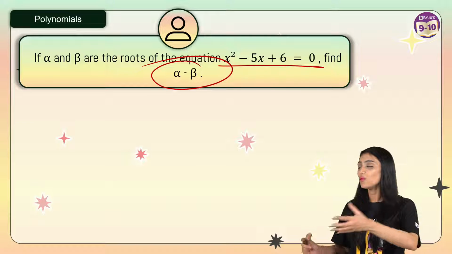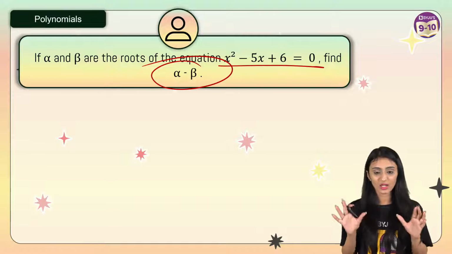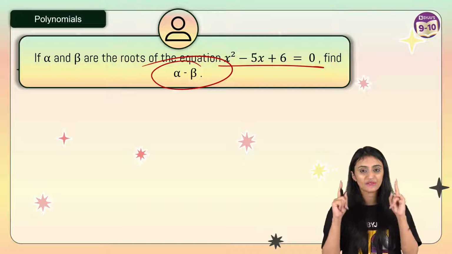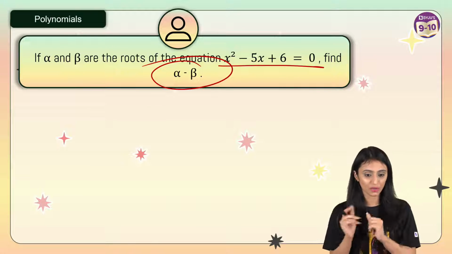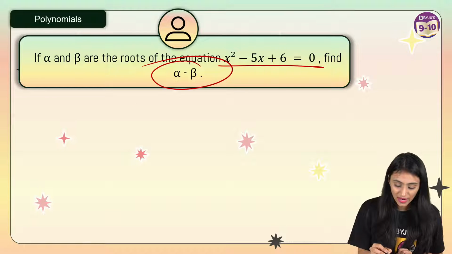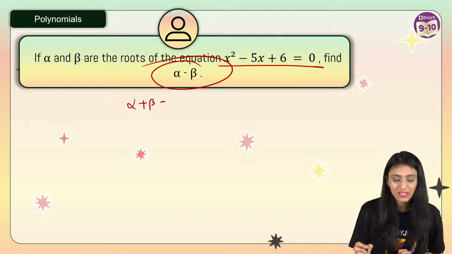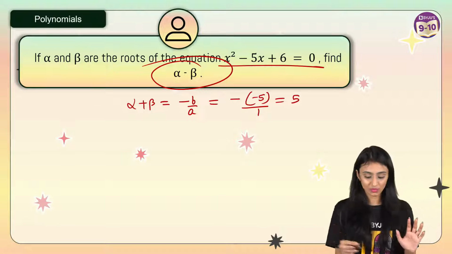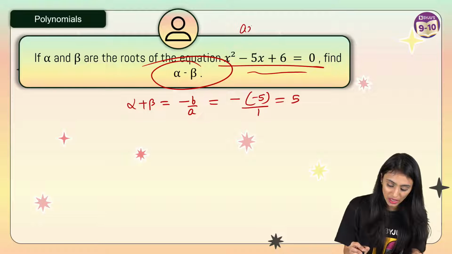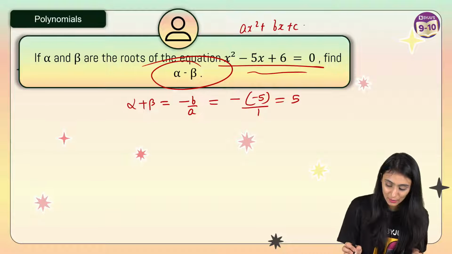So, tell me, how will you start these kind of questions? I tell you one thing, when you come across such questions, the very first thing that you should do is start finding out the sum and product of zeros. Let's find out the sum of zeros first. What will be the sum of zeros? We know that it's minus b by a. So that's going to be minus of minus 5 by 1, which is going to give you 5, if you compare with the general form, ax square plus bx plus c equal to 0.